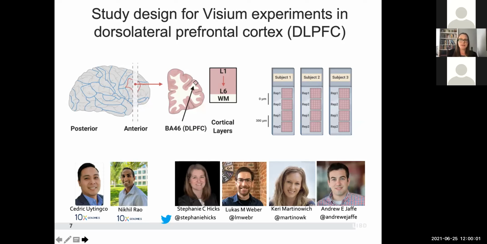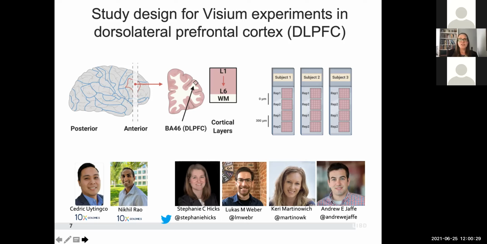So in our study, we profiled human postmortem DLPFC tissue sections from 2 pairs of spatial replicates from 3 independent neurotypical adult donors. So each pair consisted of 2 directly adjacent 10-micron serial tissue sections, with the second pair located about 300 microns posterior from the first, resulting in a total of 12 samples run on the Visium platform.